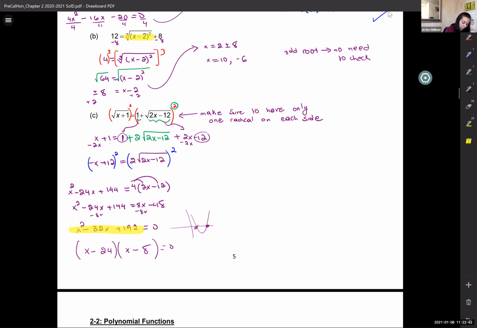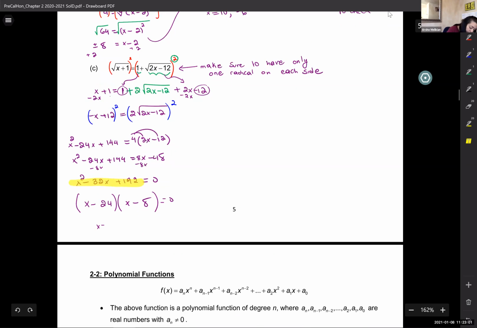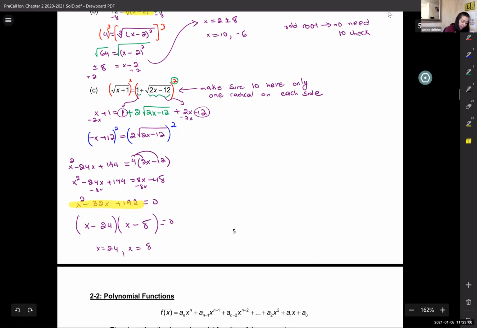Could we also just do the quadratic formula? You can do that as well. Absolutely. You can factor by completing the square. I mean, you guys have learned so much. Any of them are fair game. So now x is 24 and x is 8, potentially.